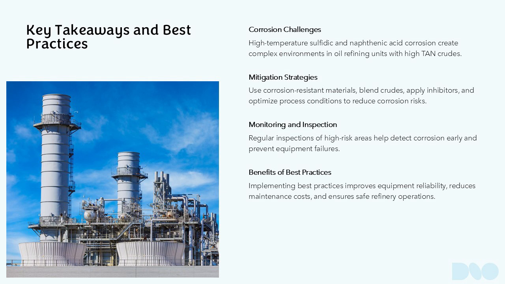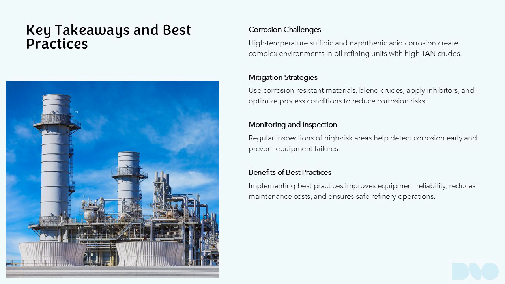High-temperature sulfidic/naphthenic acid corrosion poses significant challenges in oil refining, particularly in units operating at elevated temperatures with high TAN crudes. The interplay between sulfur compounds and naphthenic acids creates a dynamic corrosion environment that requires careful management. Key mitigation strategies include selecting corrosion-resistant materials, blending crudes to control TAN and sulfur levels, applying chemical inhibitors, and optimizing process conditions to minimize shear stress and maintain protective scales.